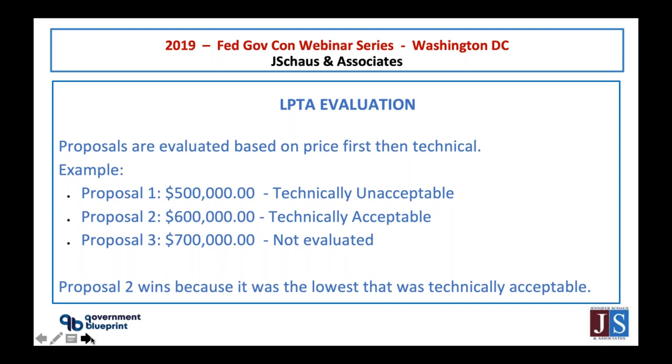And that person rates it technically acceptable. Because of this, proposal three would not be evaluated. Even if proposal three came in at $600,025, it would not be evaluated, just because the government has already received a proposal that was lowest price and technically acceptable. Proposal two wins because it was the lowest price and it was technically acceptable. Next slide.